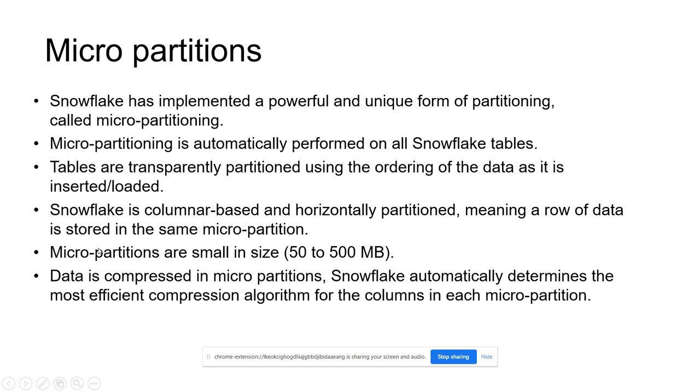Okay, and what is the size of micro partitions in Snowflake? Micro partitions are small in size, and it can vary from 50 MB to 500 MB. Okay, and even the data is compressed in the micro partitions. That means whenever we insert the data, after some time it will be compressed. Snowflake automatically determines the most efficient compression algorithm for the columns in each micro partition, so we don't need to bother about the compression here. Snowflake will decide which is the efficient compression algorithm, and it will apply it on the micro partitions of Snowflake tables.